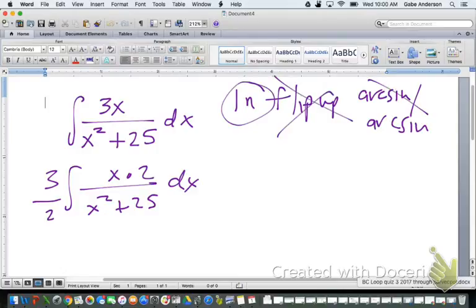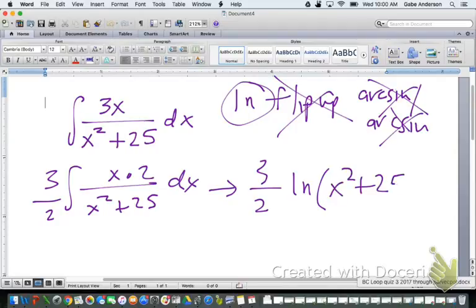It wasn't any of these. Once we've done this, the integrand perfectly fits the chain rule pattern for a natural log. So our answer would be 3/2 natural log of the denominator. I am not going to put absolute values here. Do you know why? I don't really have to. There's no way that x squared plus 25 can be negative, right?